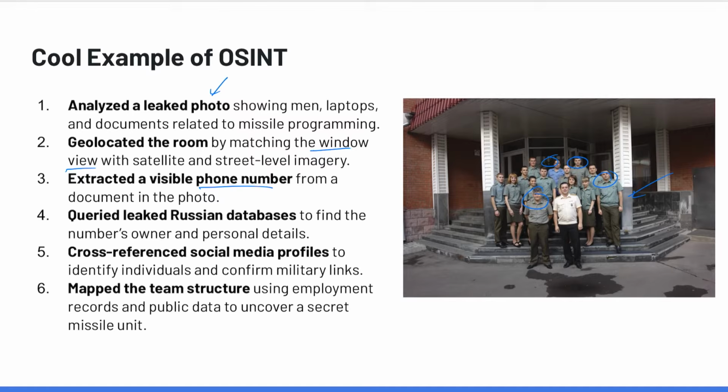and other details connected to them, including their military links, for example, their rank, where they're employed, what unit they're in, etc. And basically by the end of this, using information that was completely publicly available, they were able to find the structure of the team, find employment records matching them, and find a great deal of information connected to what's supposed to be a secret missile unit, right? Because this unit's actively participating in the war in Ukraine.